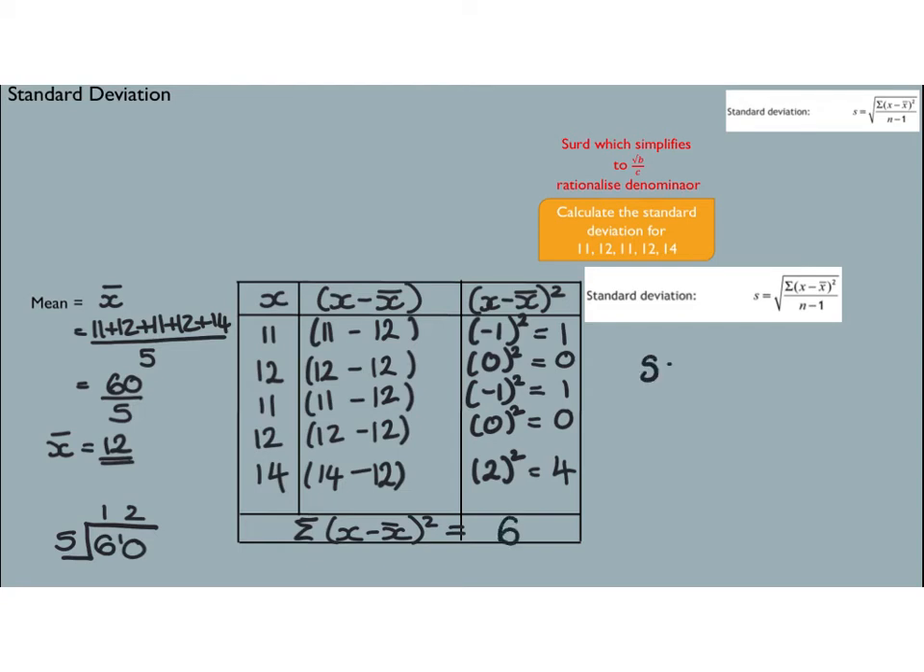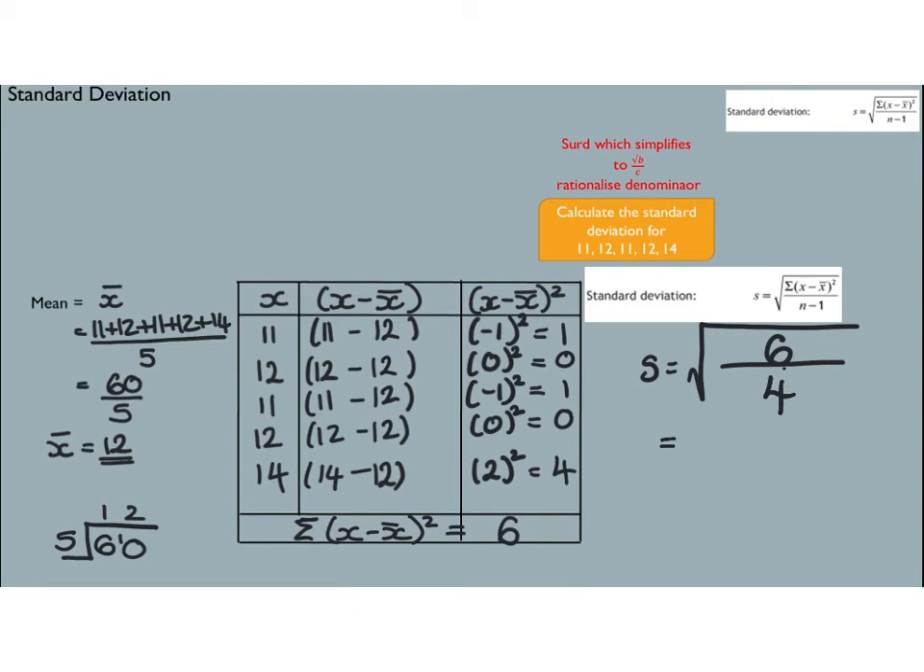Okay, so I can start to work on my standard deviation with my 6 on the top. And what number is going to go in the bottom? I had 5 numbers, so I need to do 5 take away 1, which is 4. Okay, now for this one here, can I do 6 divided by 4? Well, yeah, I know it's 1.5, but that's not really helpful if I'm trying to find the square root of 1.5.